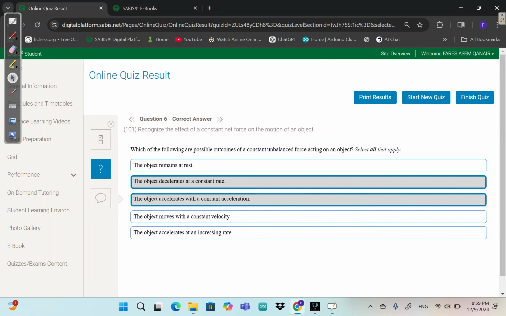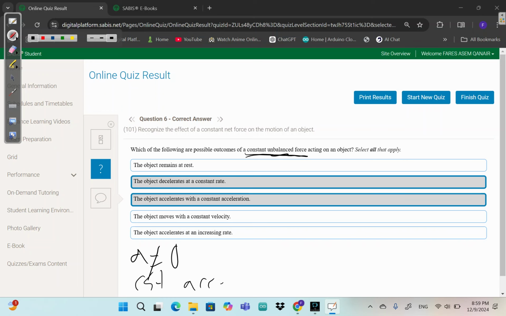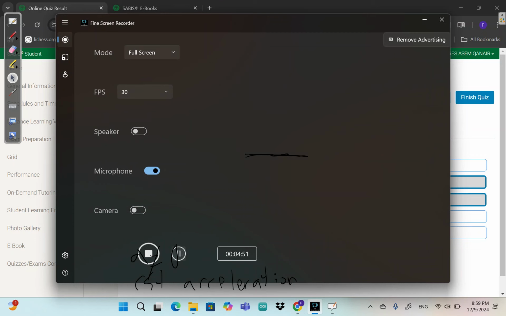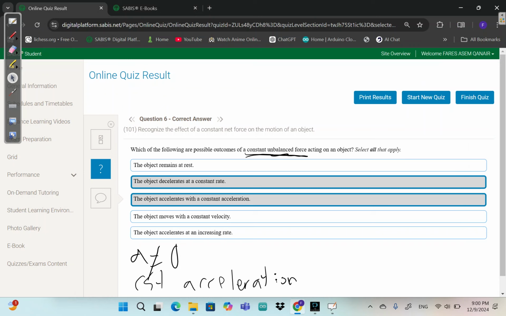Which of the following are possible outcomes of a constant unbalanced force? Constant unbalanced force means that acceleration is not equal to zero, and that it's constant acceleration. So, knowing this, let's look at our options. We know that acceleration is not equal to 0, and that it has constant acceleration. So let's read our options.